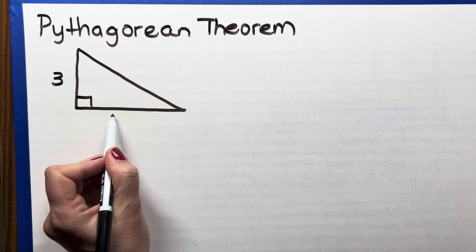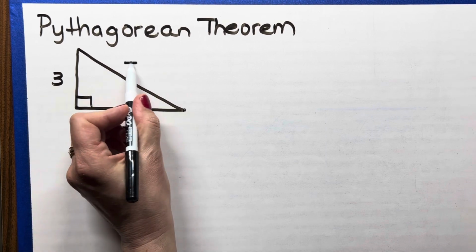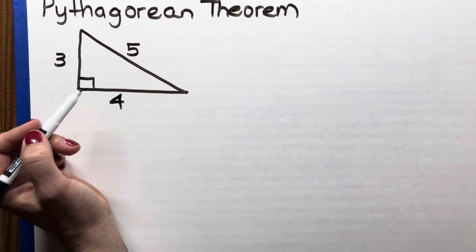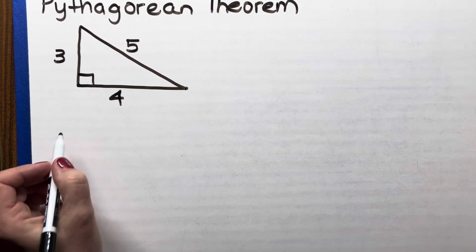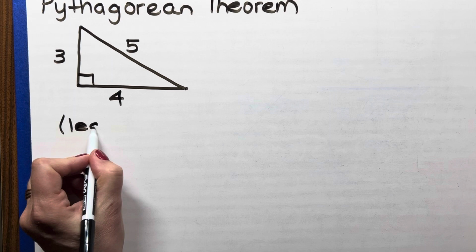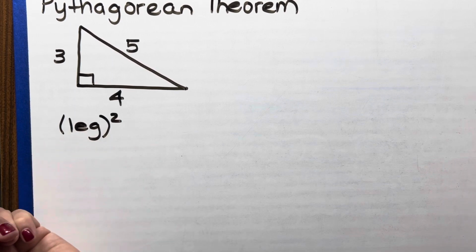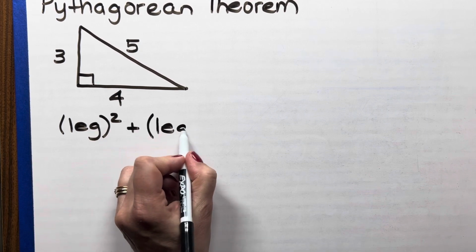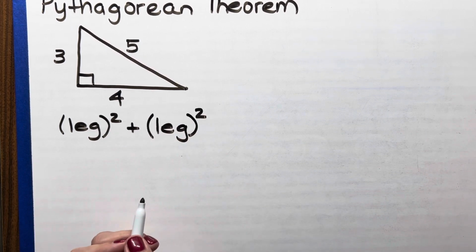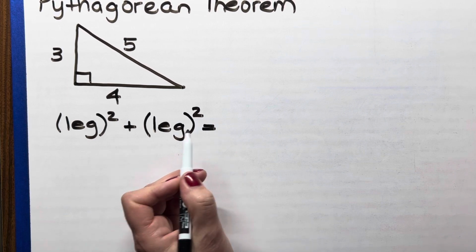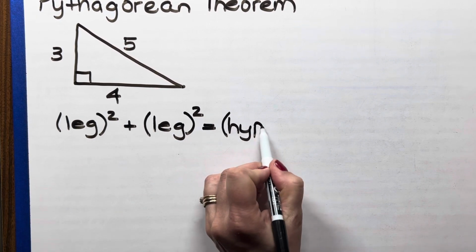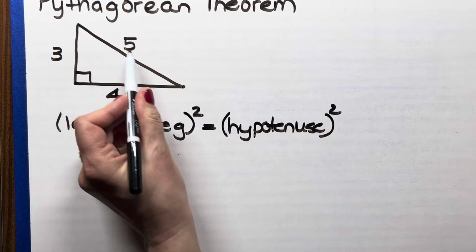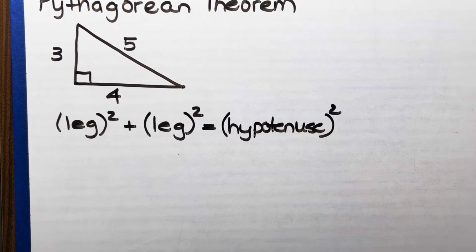Let's suppose that we have a triangle, and the sides of the triangle are 3, 4, and 5. The Pythagorean theorem says that if I take the length of one of the legs and square it, and then add to that the length of the other leg squared, that should equal the length of the hypotenuse. The hypotenuse is the longest side, and that's squared.